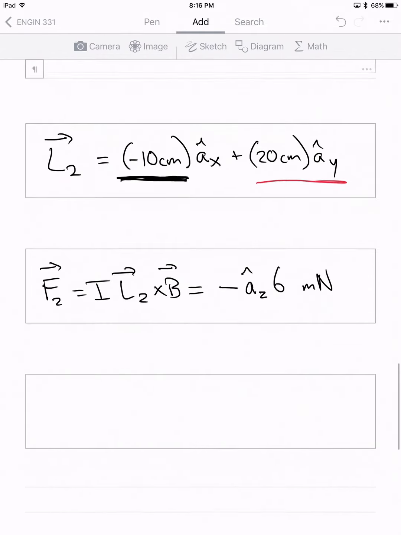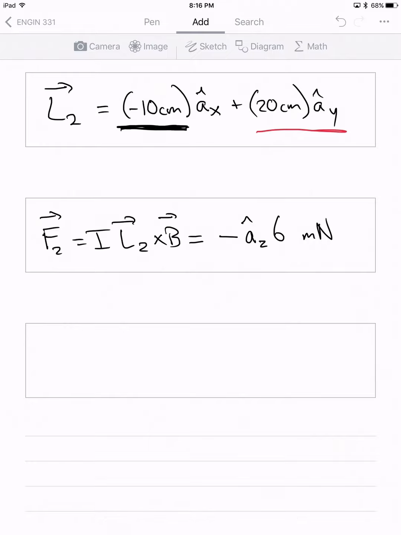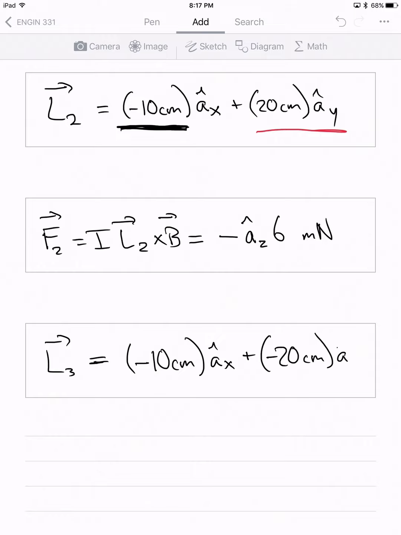Next, we are going to do force number 3. Now the length vector for side 3 is going to be, again, by subtracting the endpoints of the wires, we get minus 10 centimeters a hat x plus minus 20 centimeters a hat y. But again, we don't really care about the contribution of the a hat y because a hat y cross itself is 0.